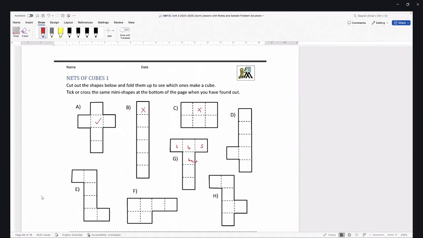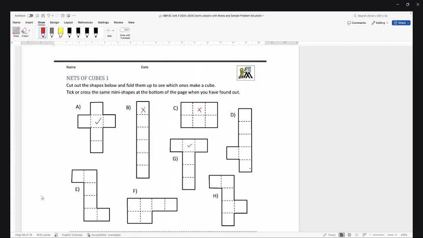I'll put back there for this one. That's the bottom, the back, the top, and the front. So this one can and will form a cube. So we can put a check mark on this one.